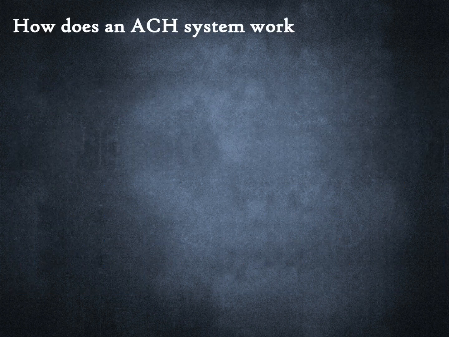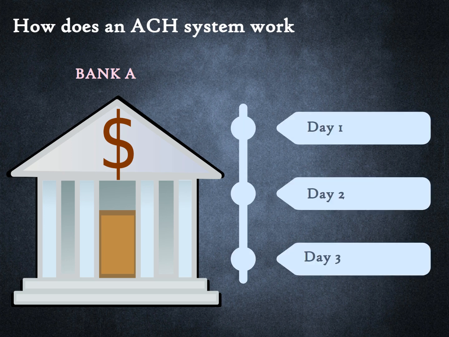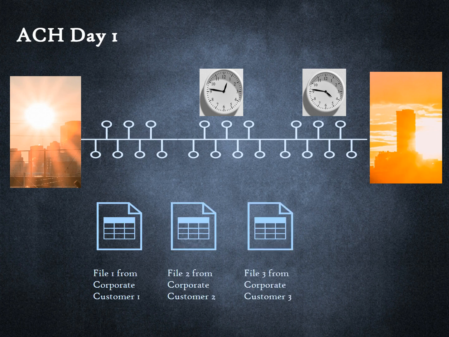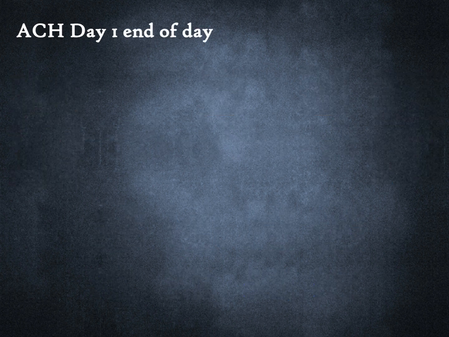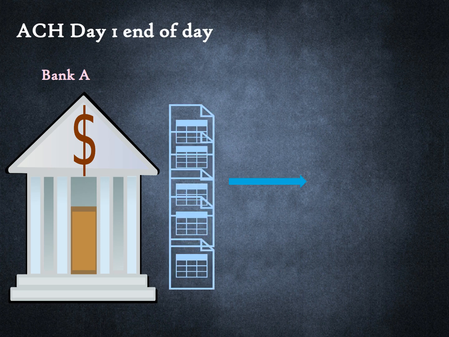How does an ACH system actually work? We will look at this from the perspective of Bank A over a 3-day cycle. Not every ACH payment requires 3 days, but this is a baseline illustration. On day 1, through the day, Bank A continuously receives payment files from its corporate customers. Customers are given a cutoff time by which the bank must receive their files. At the end of day, Bank A consolidates all the individual files and submits to the ACH network operator.